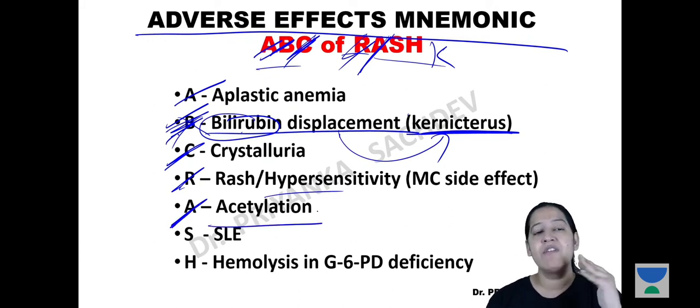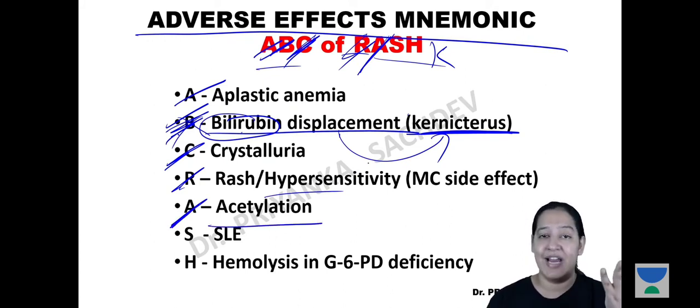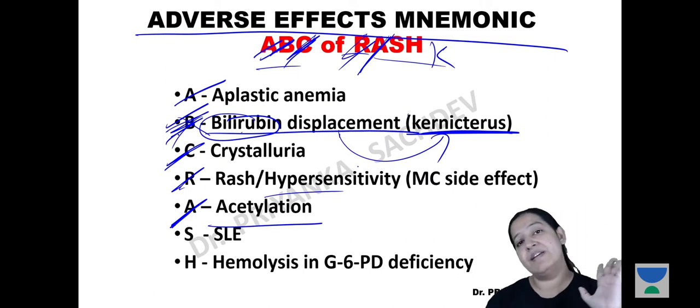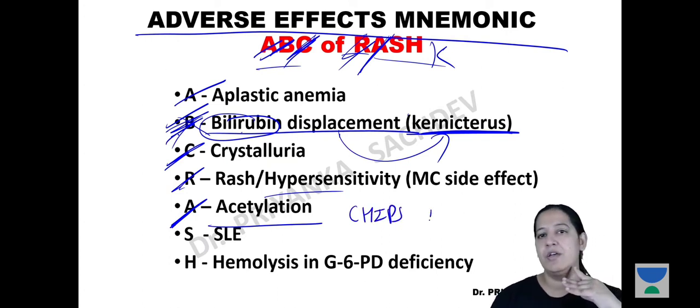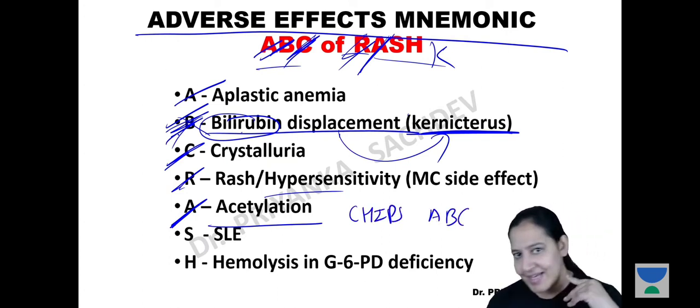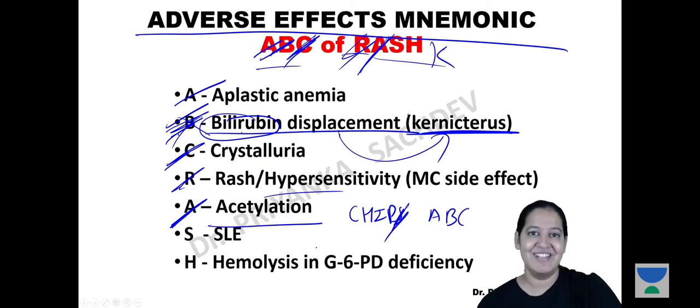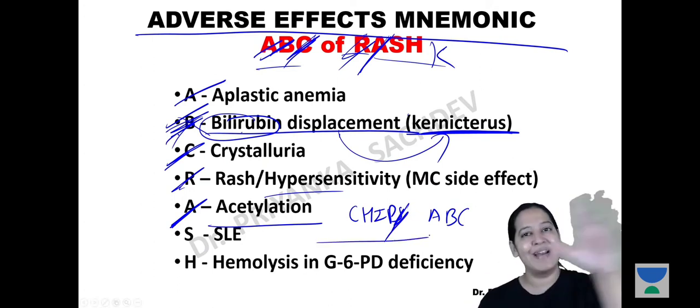This is a drug which is metabolized by acetylation. Those who have attended my previous lectures of general pharmacology, they know the acetylation mnemonic. What was the mnemonic? CHIPS. CHIPS ABC. You know CHIPS ABC. The S of CHIPS is sulfonamide. Go and check. So this is how you have to connect the things. So that is acetylation. Have you got it?